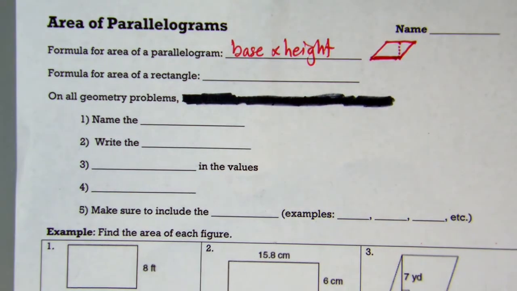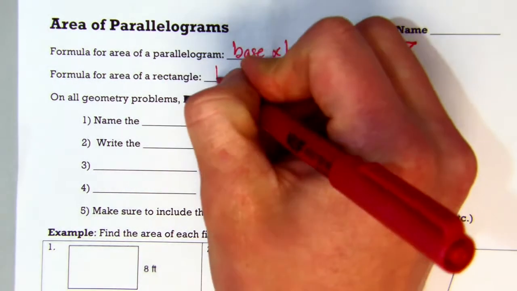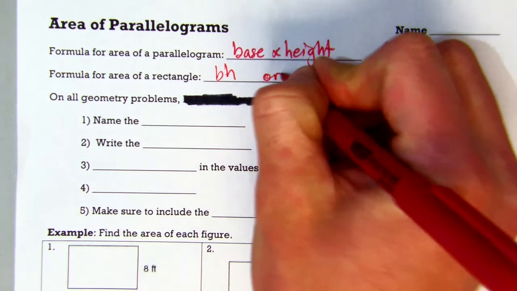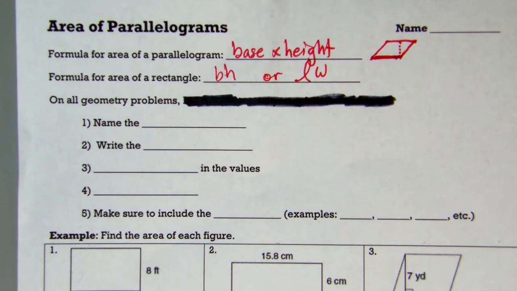Now we have the formula for our area of our rectangle, which is going to be, either we could say base times height as well, or we could do length times width, either one.